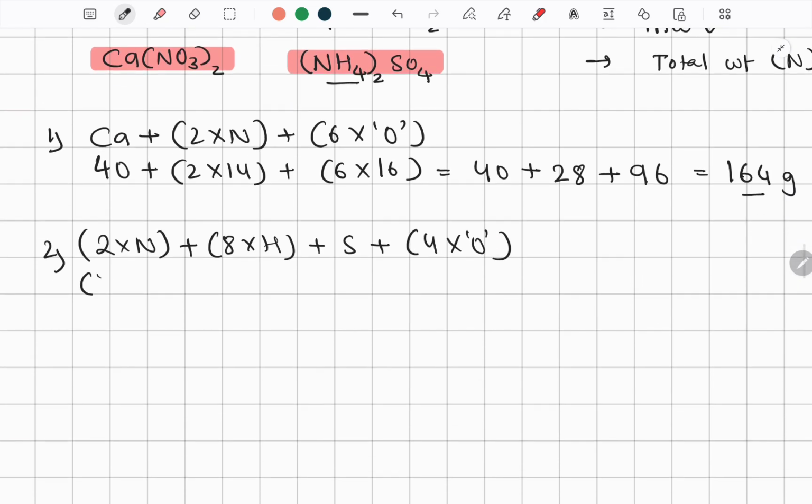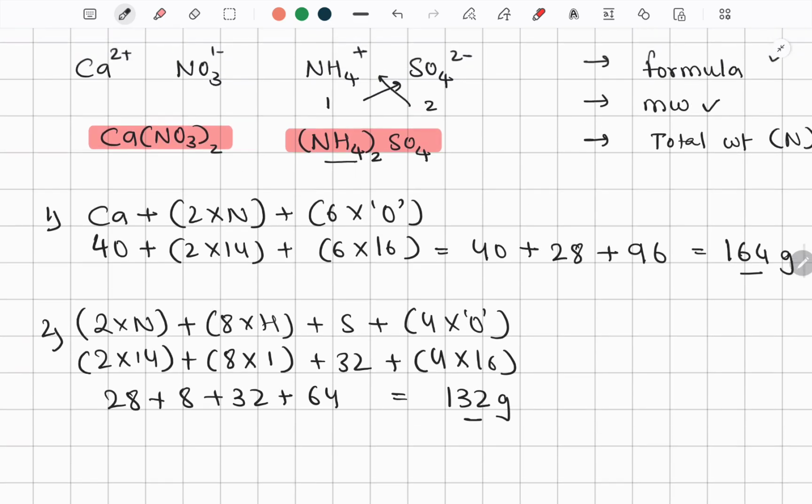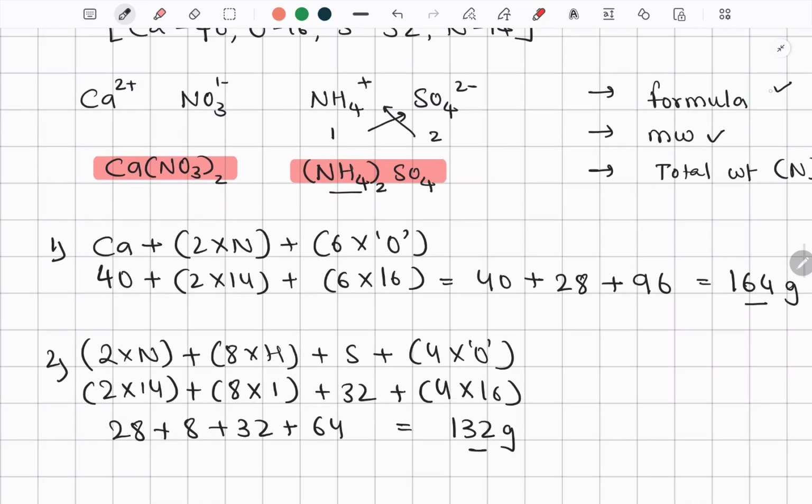Now let's see. 2 into nitrogen is 14, plus 8 into hydrogen is 1, plus sulfur is 32, plus 4 into oxygen is 16. So when you solve this, it's going to be 28 plus 8 plus 32 plus 64, and when you add all these numbers you get the answer 132 gram. Okay, so molecular formula done.